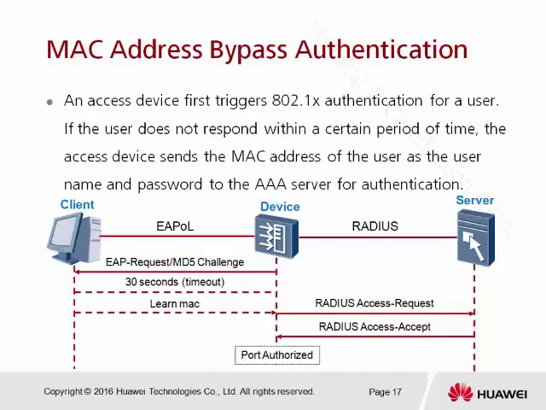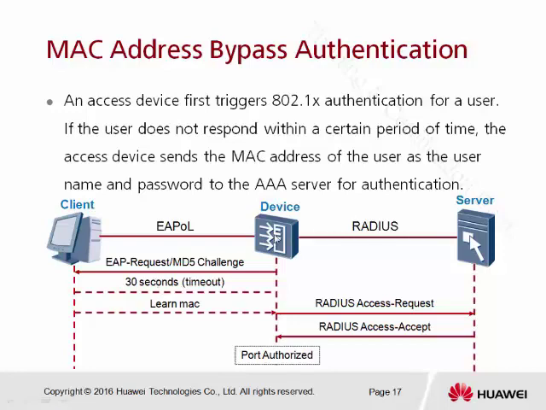So that's why we use the MAC to bypass the authentication. This is the way it works. The access device first triggers the 802.1x authentication for the user. When the user does not respond within a certain period of time, because right now the client actually can't support any software installation and can't open the browser to do the authentication, so they have no response within this period of time. For example, this is 30 seconds.